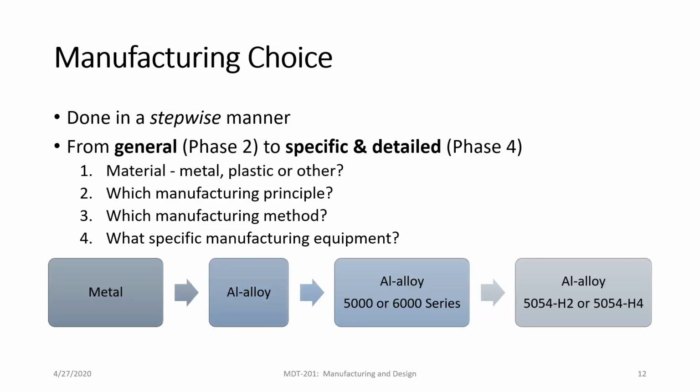So it may look something like this. Hey, we're going to use metal. And then we ask ourselves, what type of metal? Well, aluminum alloy. What type of aluminum alloy? Well, a 5000 or 6000 series. Specifically, what type of aluminum 5000 series? Well, the 5054H2 or the 5054H4. So each step here, we're going from general to very specific. And each step is going to give us a more concrete look at the properties associated with that and the manufacturability and all the things that we need to know for phase 4, the detailed design.